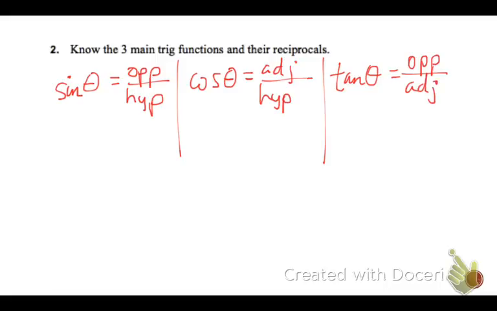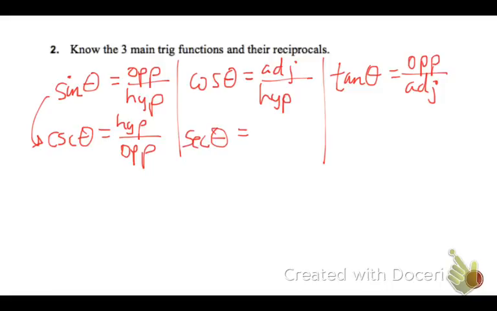Now you need to memorize the reciprocal pairs. So the function ratio that is reciprocal to sine is cosecant. The abbreviation is CSC. So the cosecant of theta is the hypotenuse over the opposite. But you just want to remember that it is the reciprocal of sine. Secant is the reciprocal of cosine. So that ratio is the hypotenuse over the adjacent. And then finally, cotangent is the reciprocal of tangent. It is adjacent over the opposite.